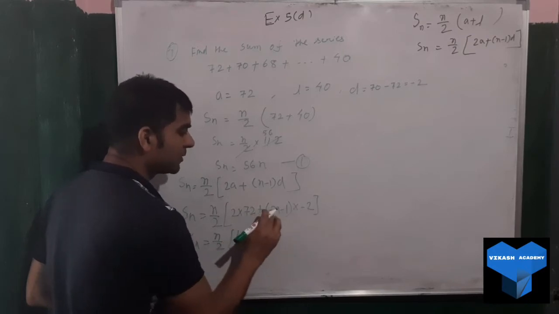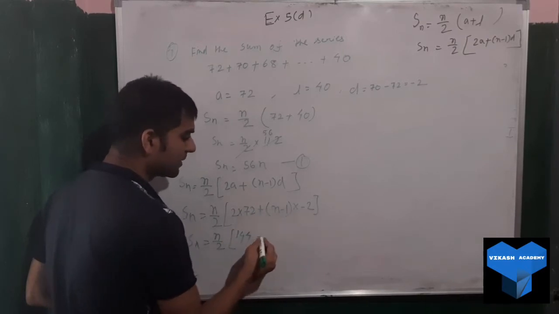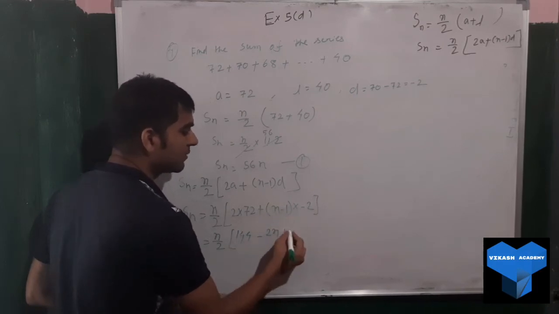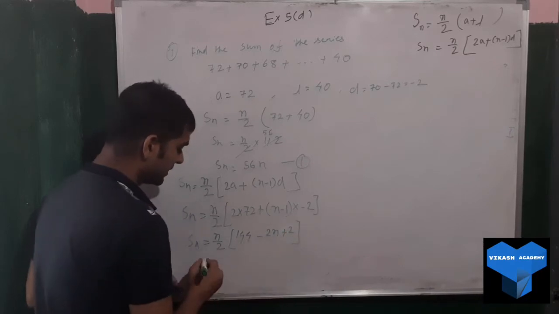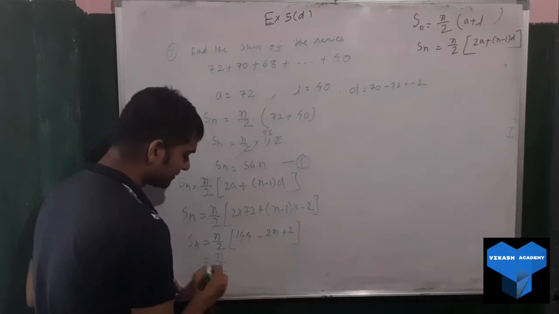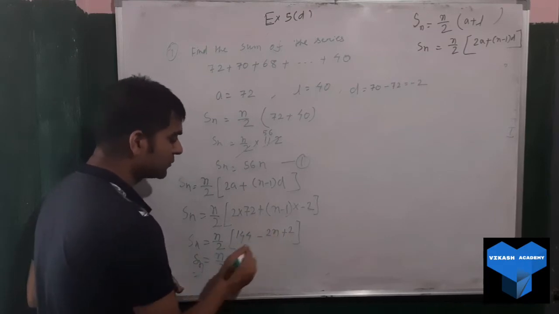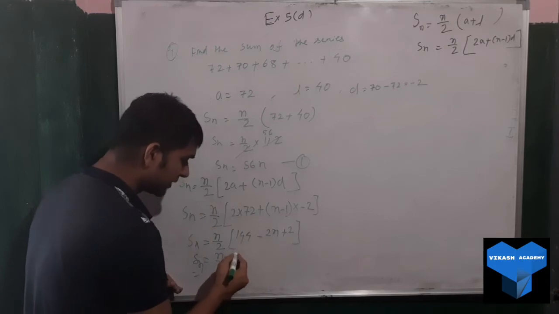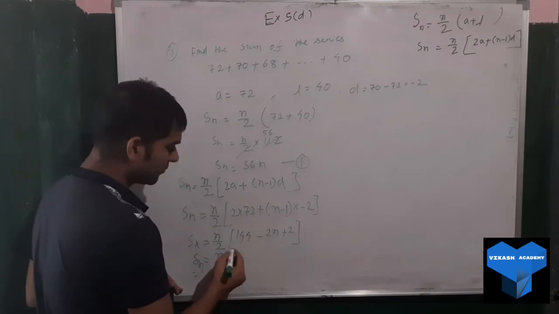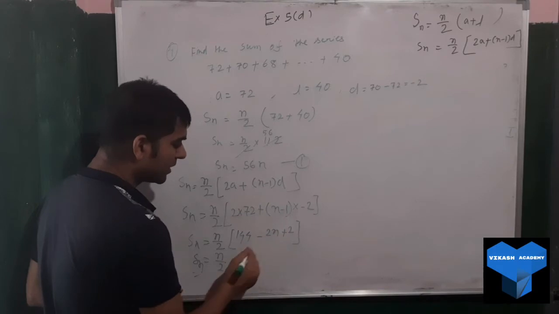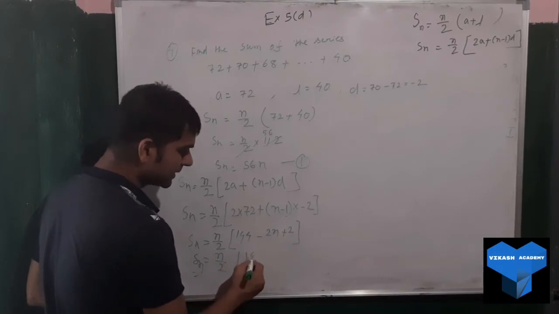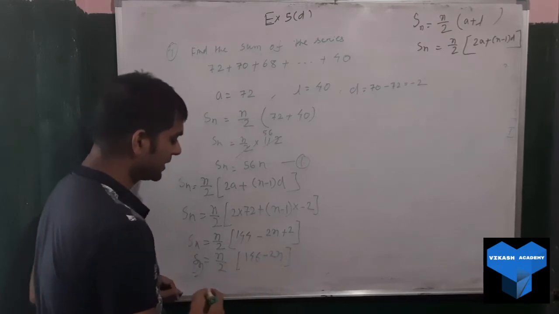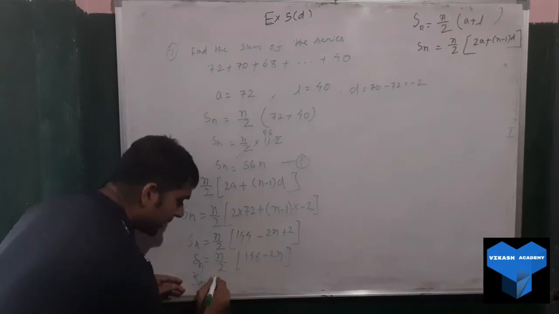Now multiply: plus into plus is plus, plus into minus will be minus, so we will get minus 2a. Minus into minus is plus, so here we will be getting 2. Next step, we will be getting n by 2, then 144 plus 2 will be 146. We can write here 146 minus 2a, then take common 2 from here. We will get S_n equal to n by 2.